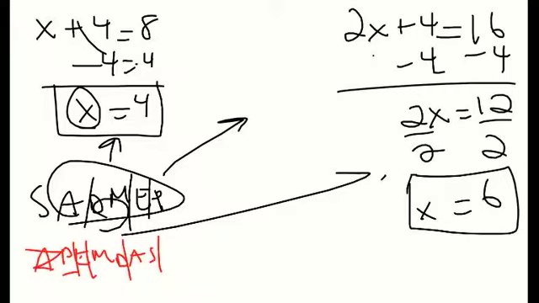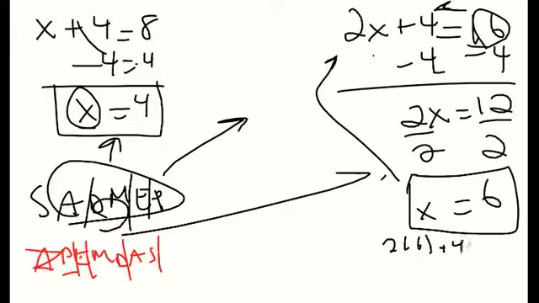And another thing that I might have taught you, I don't remember if I did or not, is you can plug this variable right back into the equation and see if the number on this side matches up to the number on that side. So we're going to do that real quickly. 2 times 6 plus 4 equals 16. So we multiply these two: 12 plus 4, 16 equals 16. Yep, that looks good.